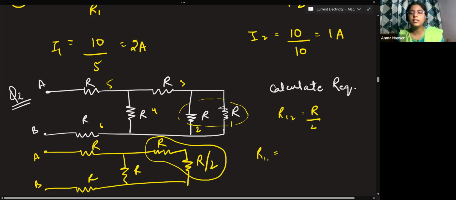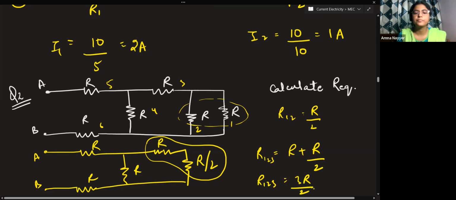Then R123. This is R plus R by 2. Why? Because both of them are connected by the same wire. So it will be series connection. So R1, 2, 3 will be what? 2R plus R, 3R divided by 2.